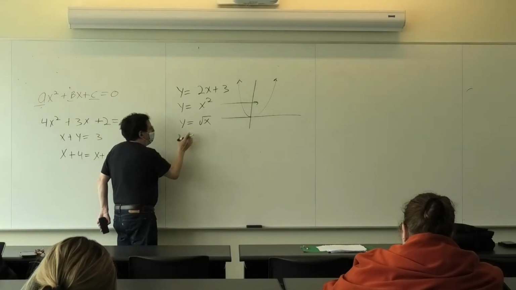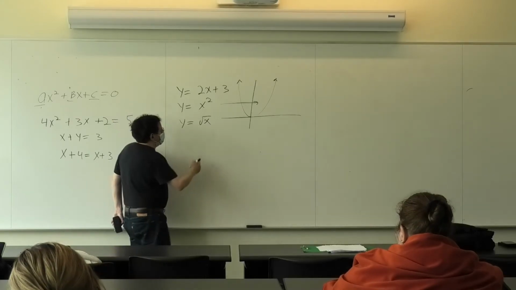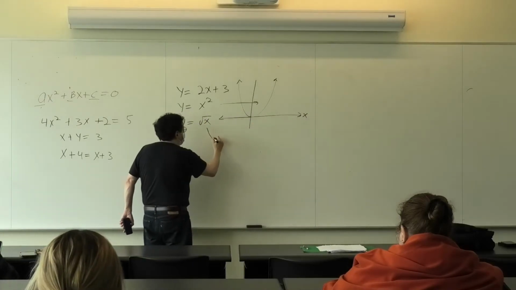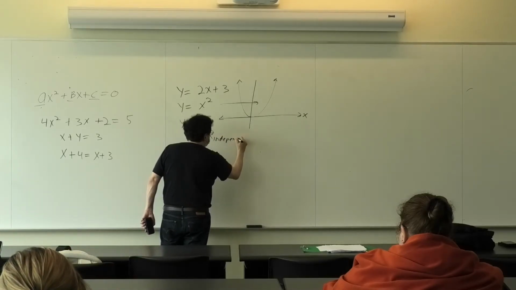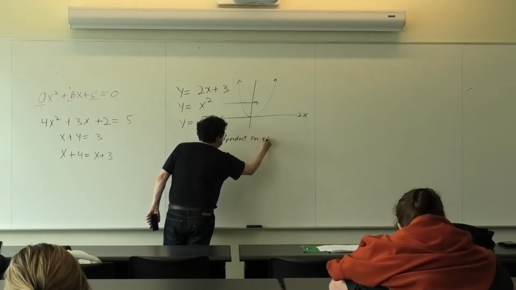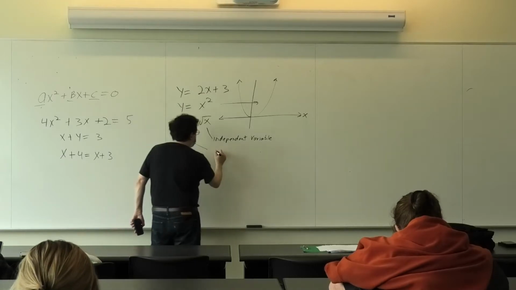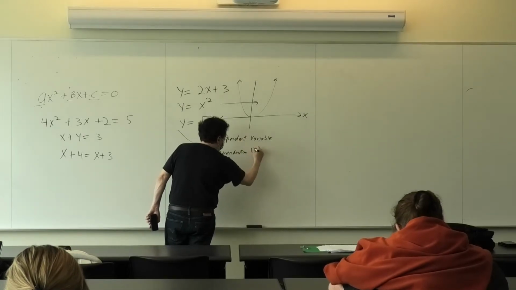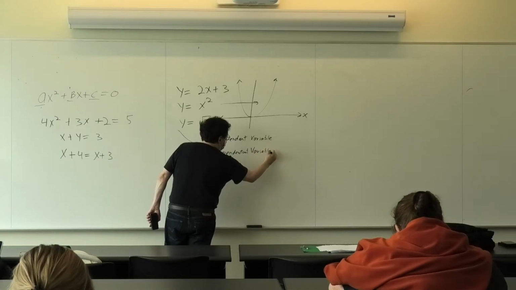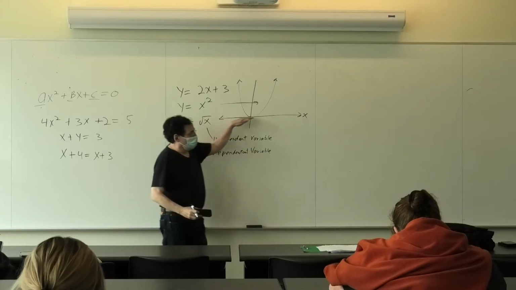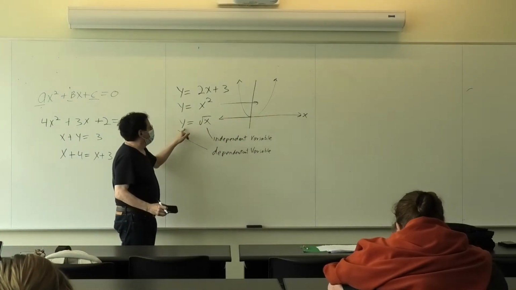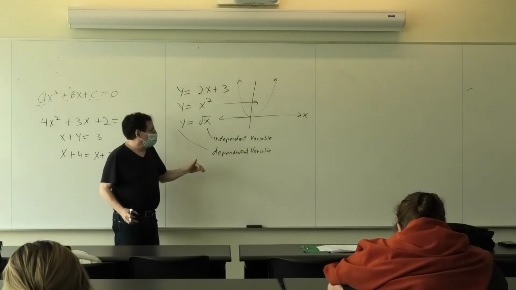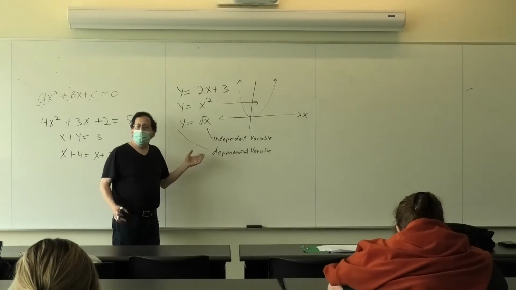However, in this context, we have a particular set of names here along this axis, the x-axis. We call this the independent variable, and we call y the dependent variable. Well, what do we mean by this? Typically, we're thinking we're varying x, we plug in an x, and we get a y. So x is kind of on its own, independent, but once you pick an x, you're kind of stuck with the y. It's dependent on the x.